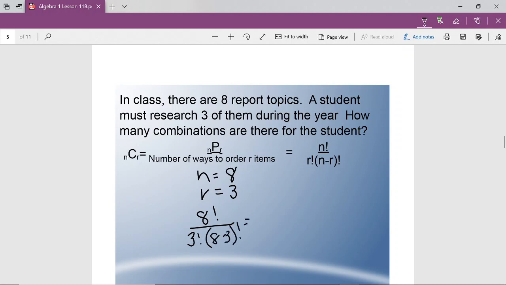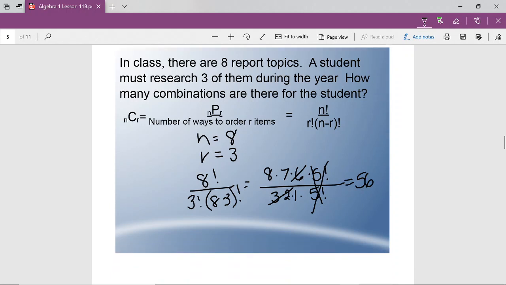Now I'm not going to write all of these numbers out again. I'm just going to say 8 times 7 times 6 times 5 factorial over 3 times 2 times 1 times 5 factorial. I know that all of these are going to cancel out there. That 5 factorial is the same. And I wrote out 3 times 2 times 1 so that I can simplify some of these different pieces. Like 3 times 2 is 6, and 6 cancel out. So I end up with 8 times 7, or 56 different combinations of these students picking these report topics.